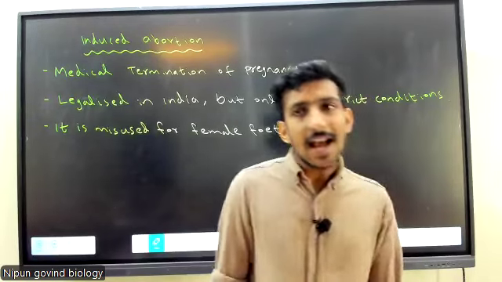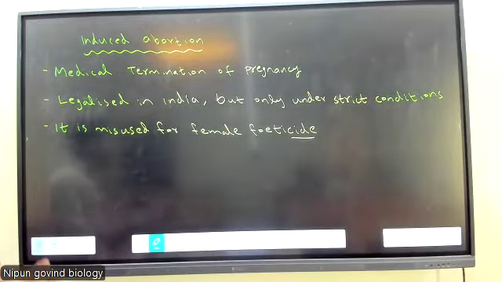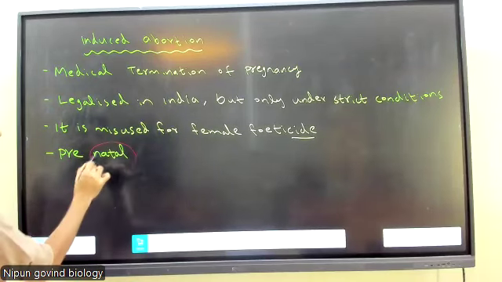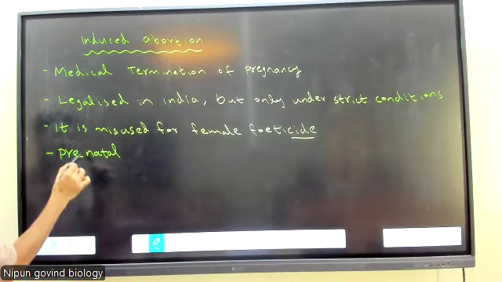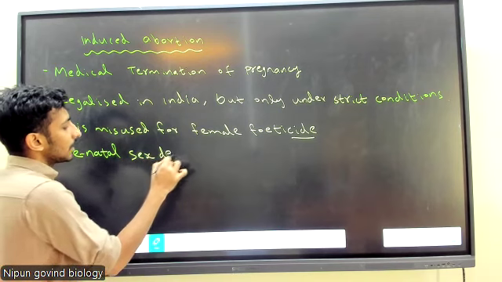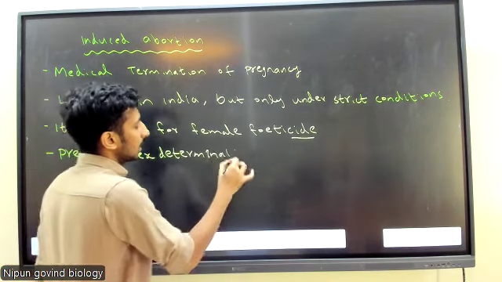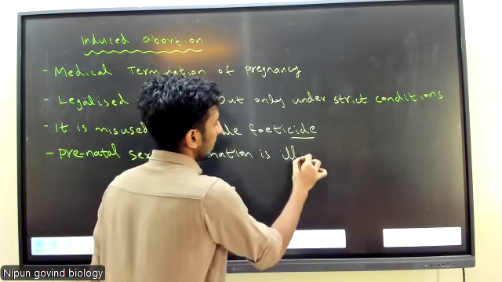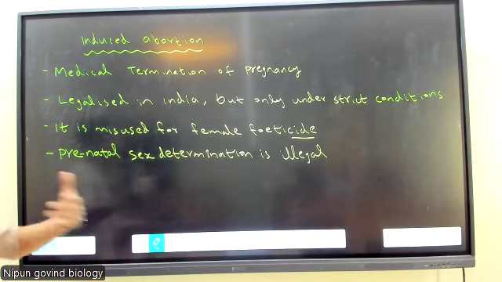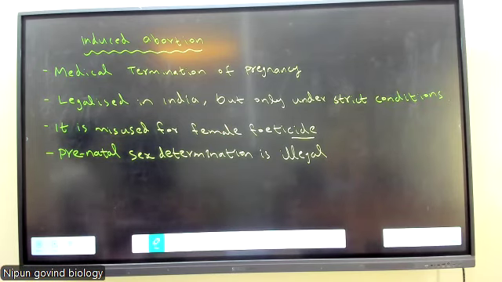And prenatal sex determination is illegal. No doctor is going to tell you the sex of the baby before birth. What is prenatal? Natality means birth. Prenatal means before birth. Prenatal sex determination is illegal. Why is it illegal? Because of dowry.